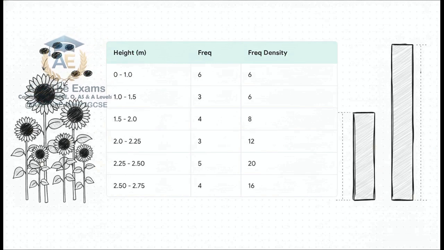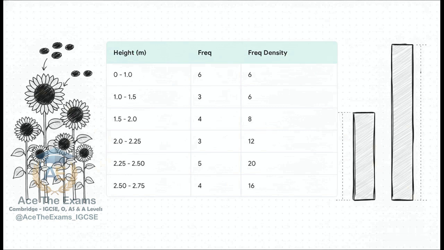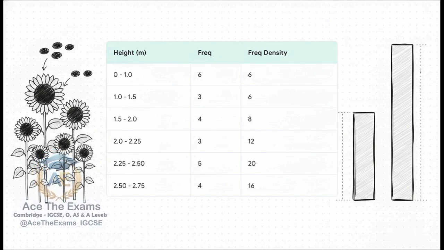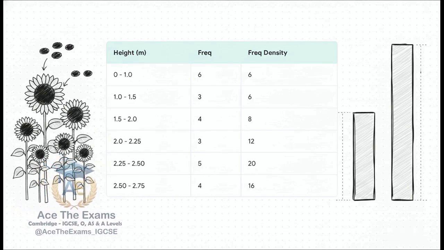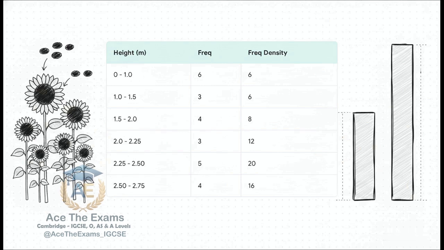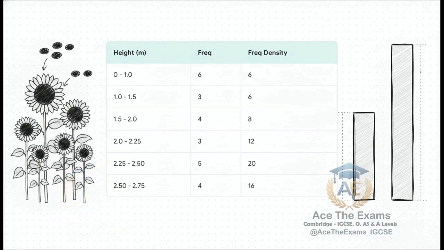Now look at the second group. The raw frequency is only 3, but the class width is a narrow 0.5. 3 divided by 0.5 mathematically gives us a frequency density of 6. Do you see what just happened? By factoring in the width of the group, a lower raw frequency can actually result in the exact same or even higher density. This entirely changes how the data looks.